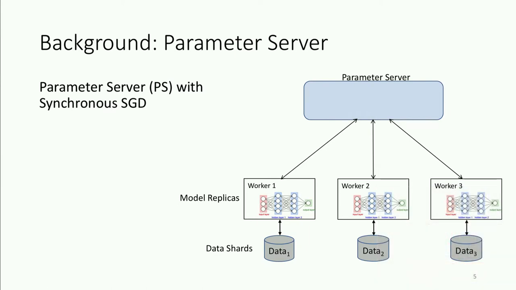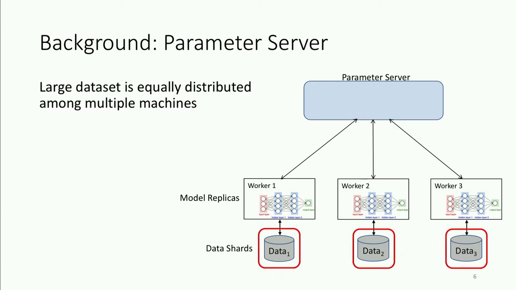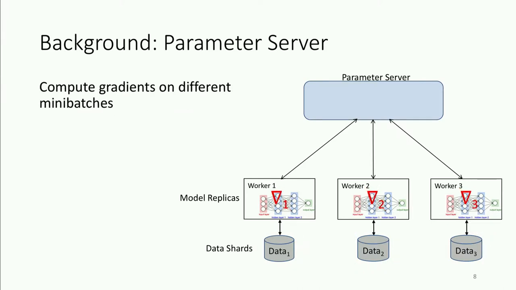So one of the most common methods used to implement data parallel training is to use parameter server architecture with synchronous SGD algorithm. So in this paradigm, there are multiple workers training a shared neural network, and the large data set is equally distributed among these worker machines. So during the training process, each worker machine computes gradients for the parameters in the neural network by sampling input from its own data shard.